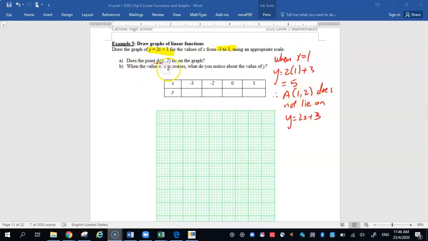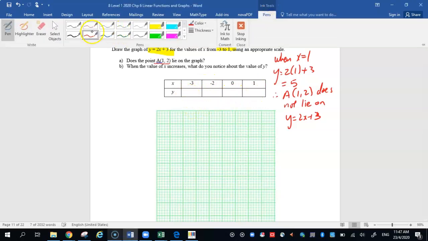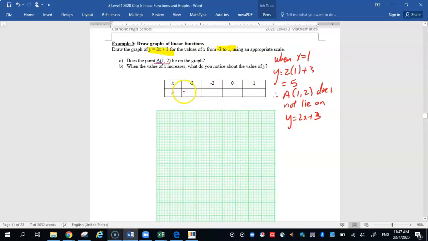Now to answer part B, we would like to draw the graph first. To draw the graph, we need to fill in this table of values. For the first one, you calculate when x equals minus 3. So minus 3 times 2 is minus 6, minus 6 plus 3 is minus 3. For minus 1 you will get 1, for 0 you get 3, and for 1 you get 5.